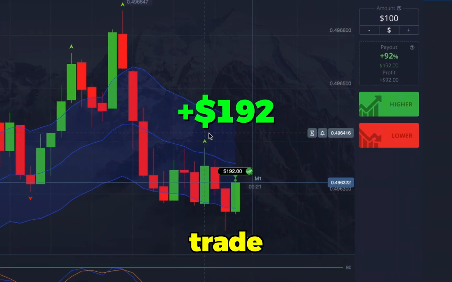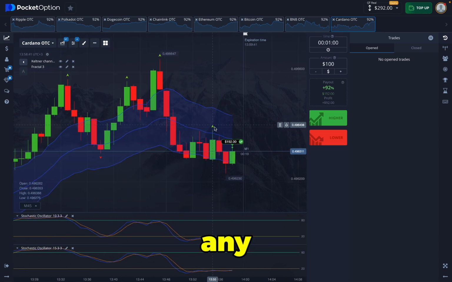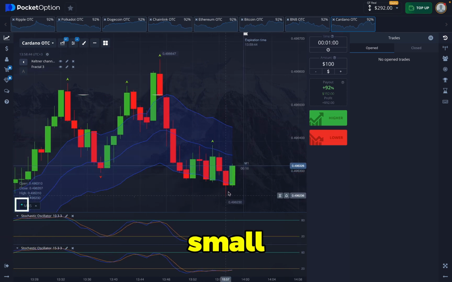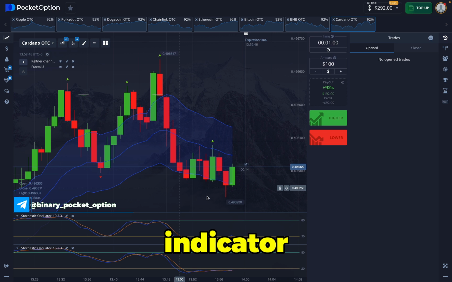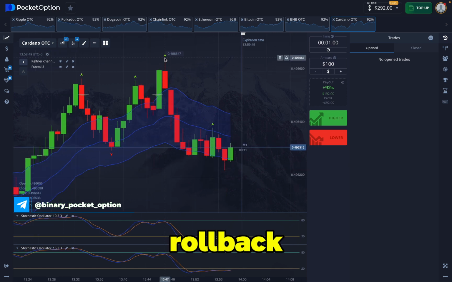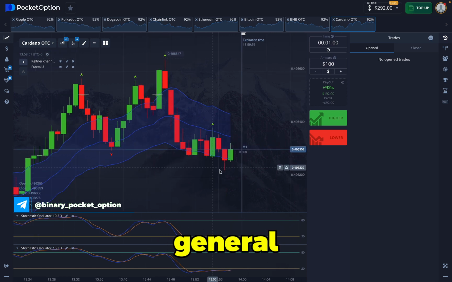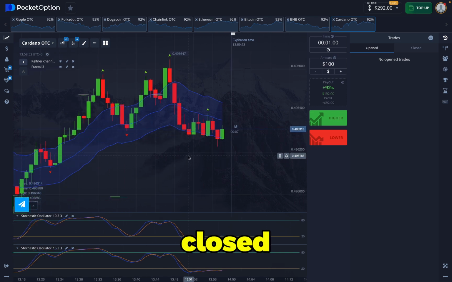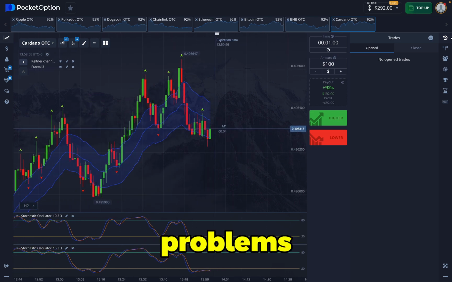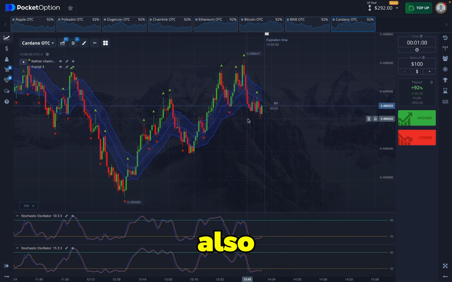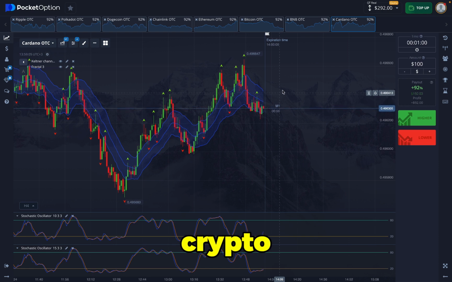And the first trade closes with a plus without any problems. Of course, there was a small exit to the outer part of the channel indicator, but since the dynamics rollback was already quite long, in general, this was enough and the deal closed with a plus without any problems. Correct analysis. Let's also continue with the next opening of the deal at 100, and let's select the next crypto asset.